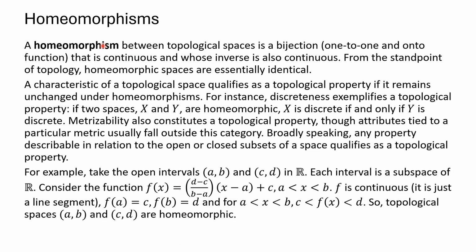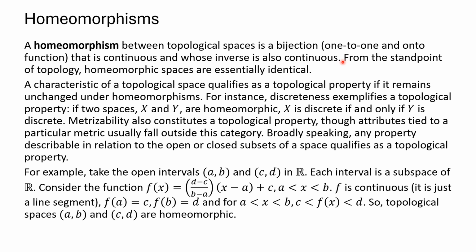We have something called a homeomorphism between topological spaces, and it's defined to be a bijection. That means one-to-one. So if you have two topological spaces, every point in X gets mapped to a point in Y, and the inverse of every point in Y gets mapped to X. And onto means that X doesn't get mapped to just a subset of Y, but to all of Y. So everything in Y gets mapped back to something in X. So that's one-to-one and onto. That's called a bijection. And so a homeomorphism is a bijection that is continuous and whose inverse is also continuous.